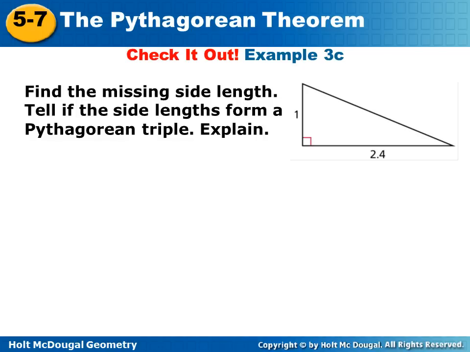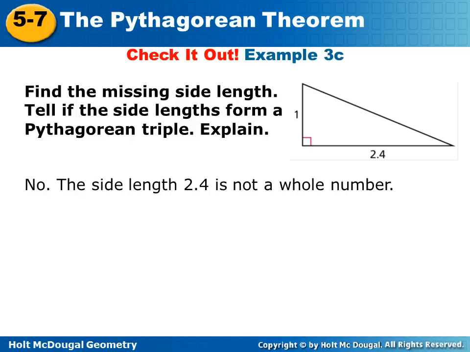Another example is 1 and 2.4, and it says to find the missing side length and tell if the side lengths form a Pythagorean triple. And in this case, we don't even have to find the missing side. We can just say it's not a Pythagorean triple because 2.4 is not a whole number. So we don't even need to find the missing side in order to answer the question.